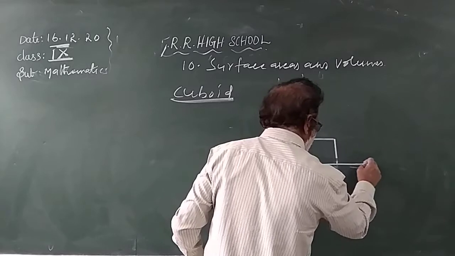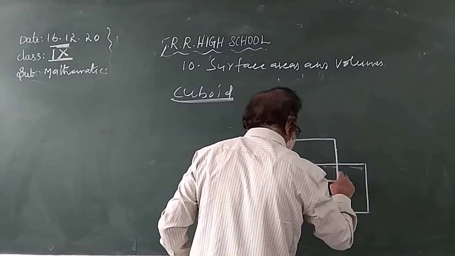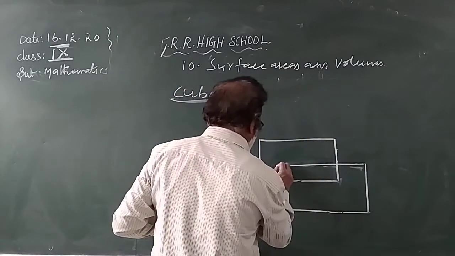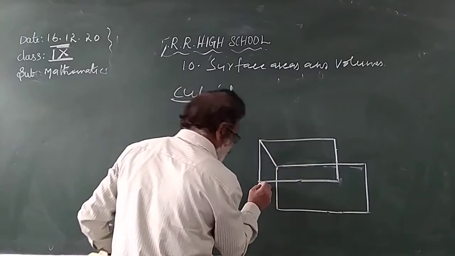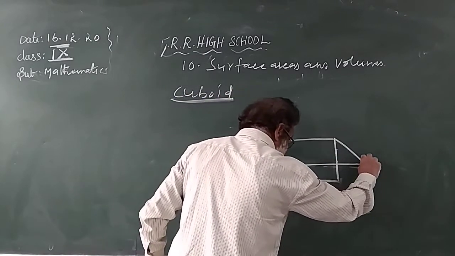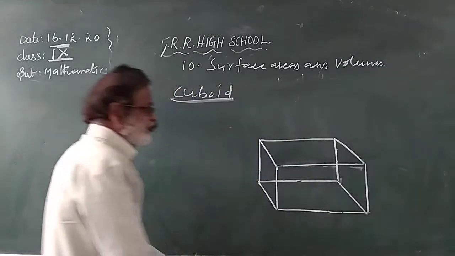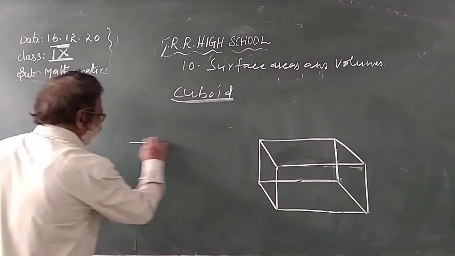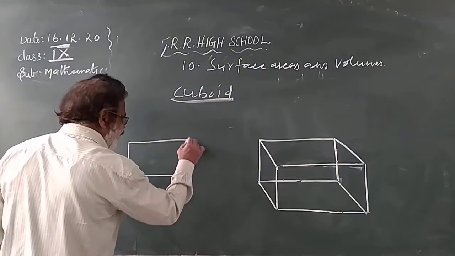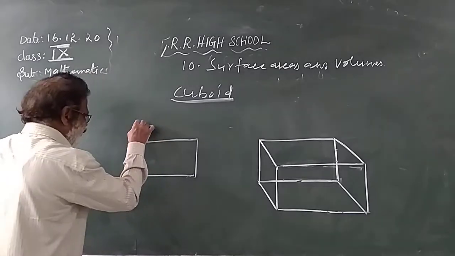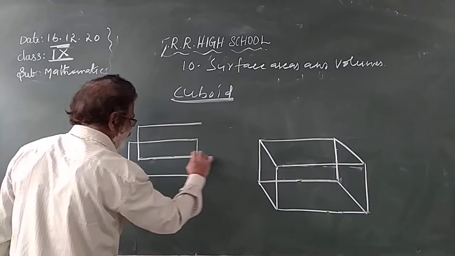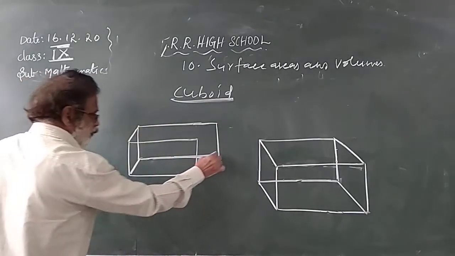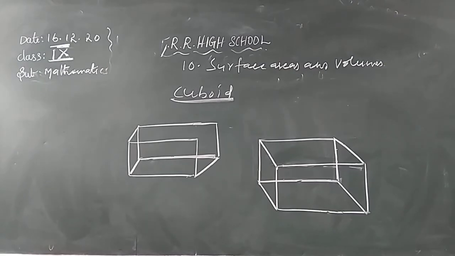One more rectangle like this is the cuboid. This is a cuboid. You can draw the cuboid in different ways, like this. Like this also you can draw the cuboid.